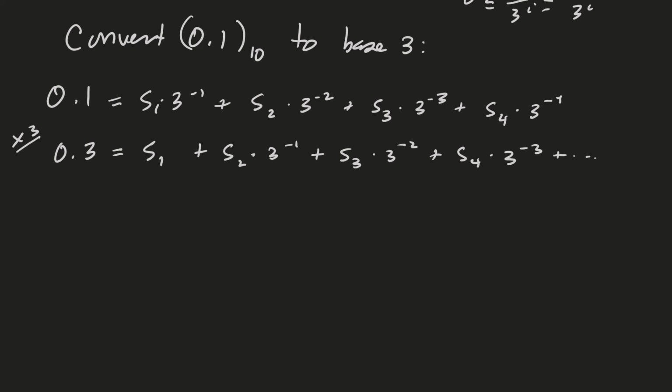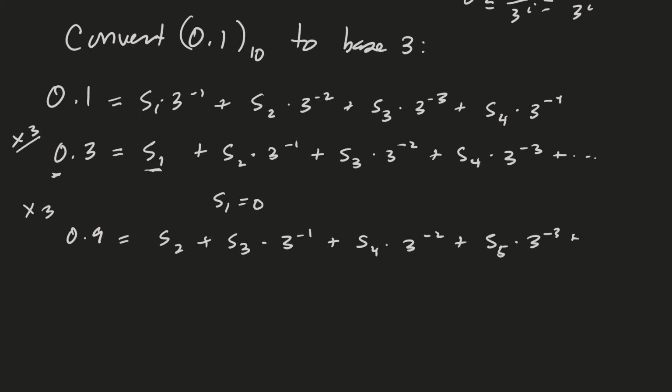And so remember, s1 is an integer, and so the integer part of this side of the equation is 0. The integer part of this equation is s1. Therefore, we have found s1 to be equal to 0. Okay? And so now we subtract s1 from both sides, and we continue. So now I'm going to multiply by 3 again, and so I get 0.9 is equal to s2 plus s3 times 3 to the minus 1 plus s4 times 3 to the minus 2 plus s5 times 3 to the minus 3, and so on.